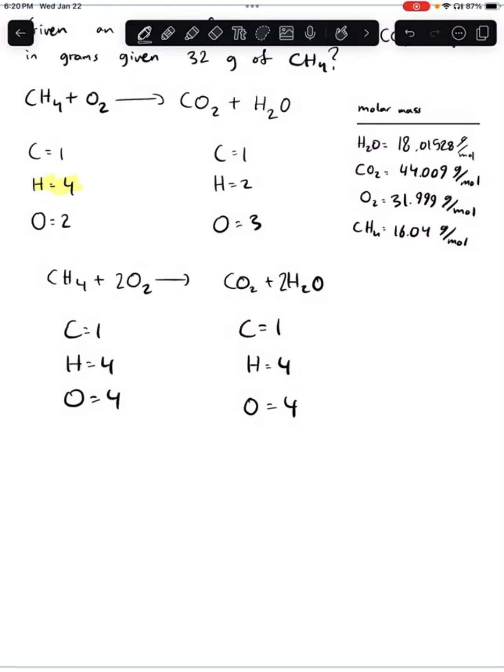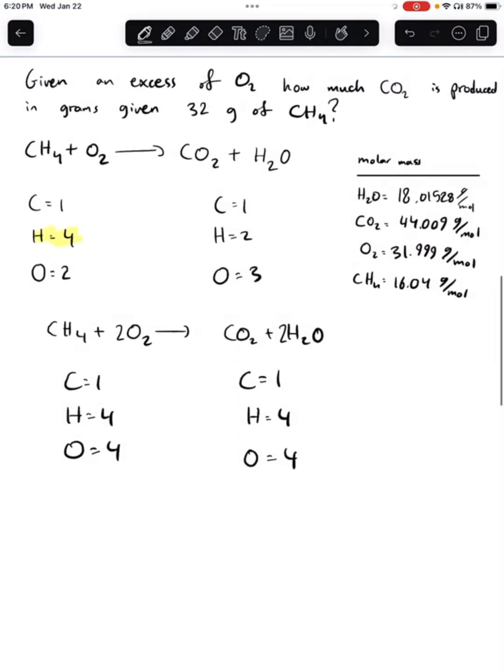So now we're going to move over and try to solve this problem. The question says, given an excess of O2. So we have a lot of O2, it's in abundance, so it's not the limiting reactant in this situation. How much CO2 is being produced in grams if you are given 32 grams of CH4?